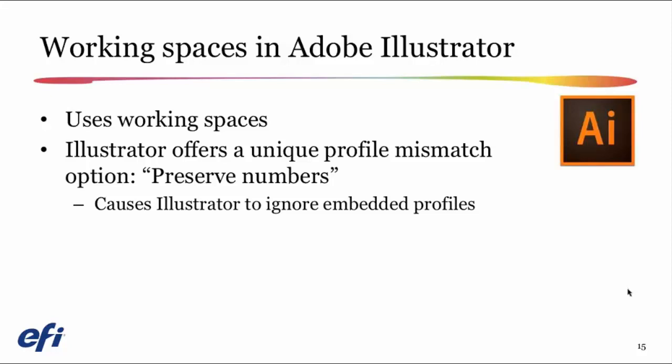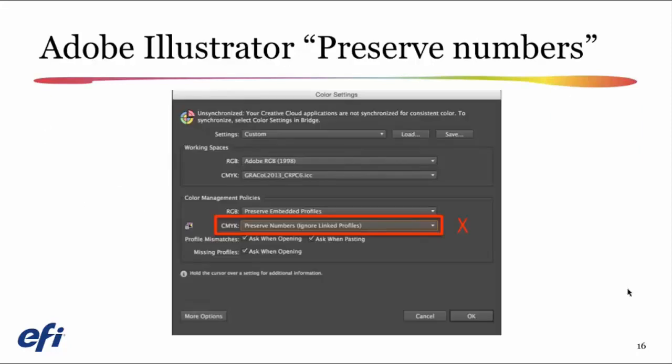It gives me the choice to preserve numbers. Preserve numbers means keep the CMYK values that were in the source file without respect to the profiles. So it basically disables color management for CMYK. It ignores the embedded profile. When we open the file and preserve the numbers, if we do a color managed workflow to the data later, we're going to probably have some unexpected results. So that looks like this.